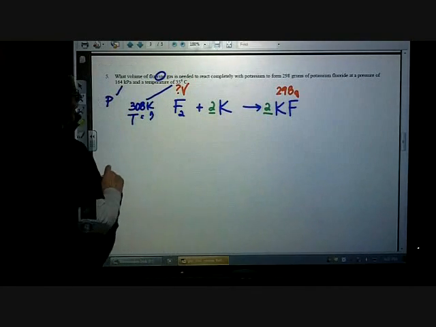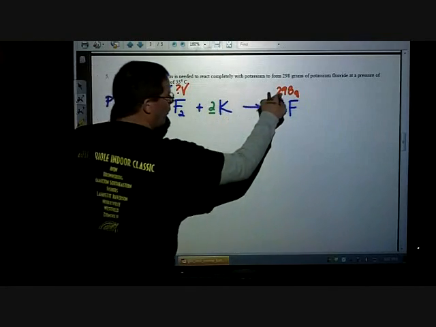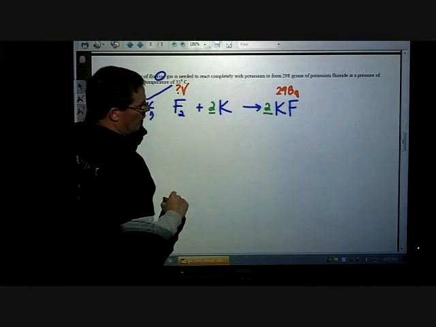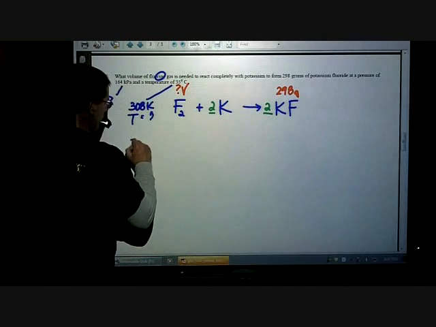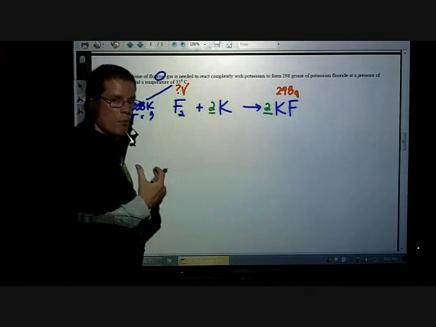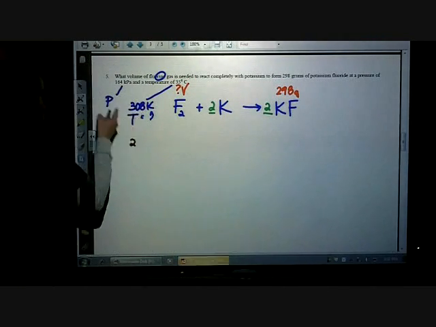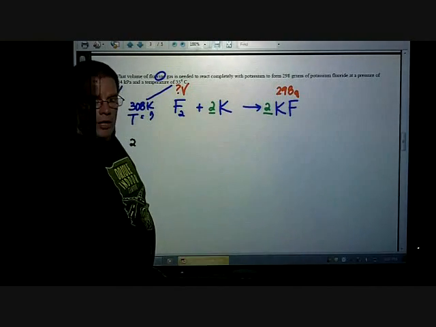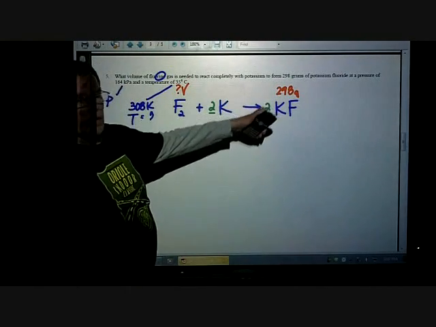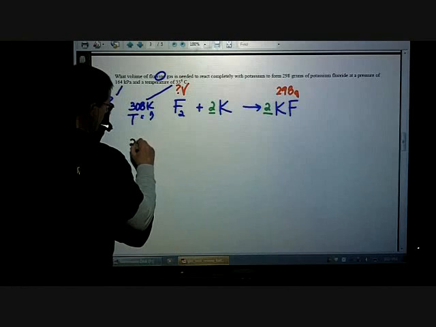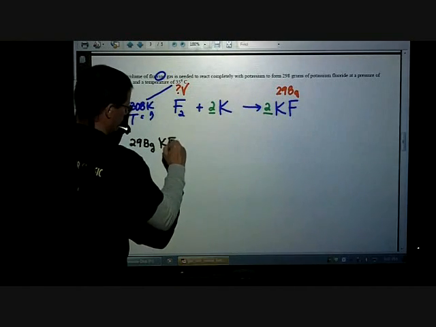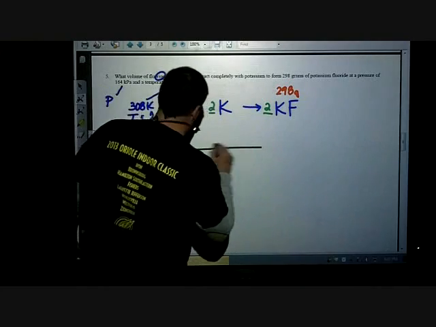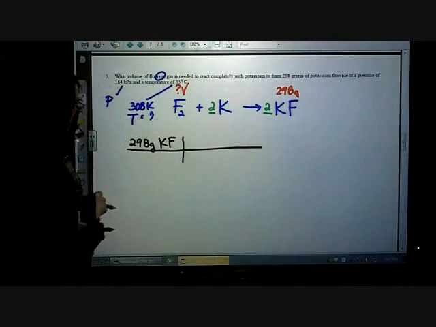So looking at this problem here, we start off with 298 grams of the potassium fluoride. Since it's a stoichiometry problem, take what's given, or start with what's given. That will get you moles. The temperature and the pressure are not enough to get us moles. The grams are enough to get us moles. So we'll take the 298 grams of potassium fluoride and be sure to convert that into moles.